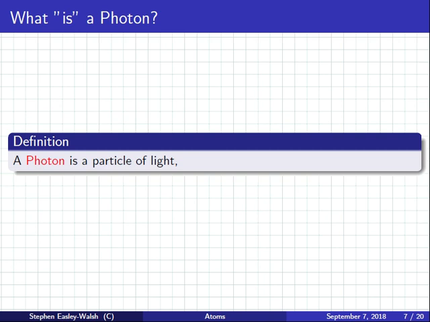A photon is a single particle of light. So another definition of a photon is you can just say it's a particle of light. That's another definition of it.